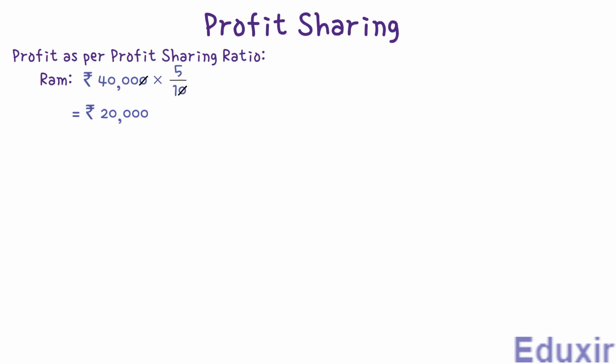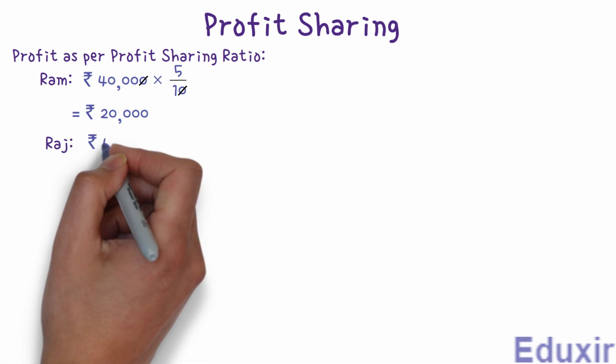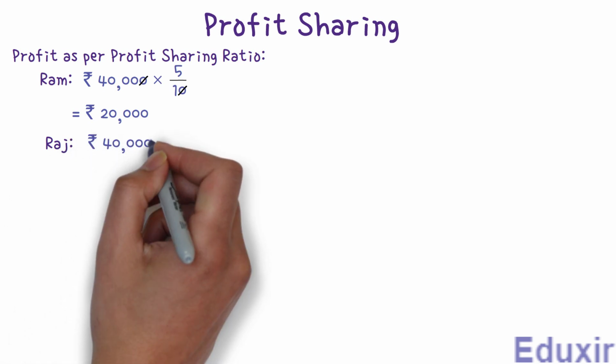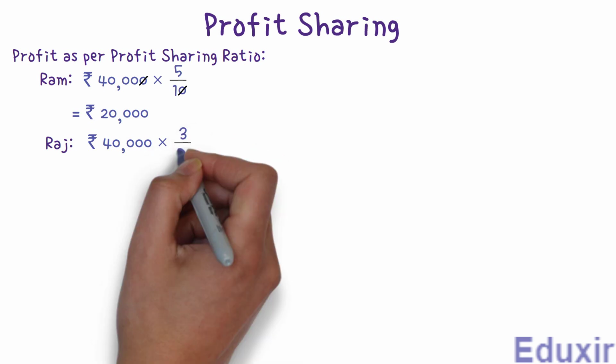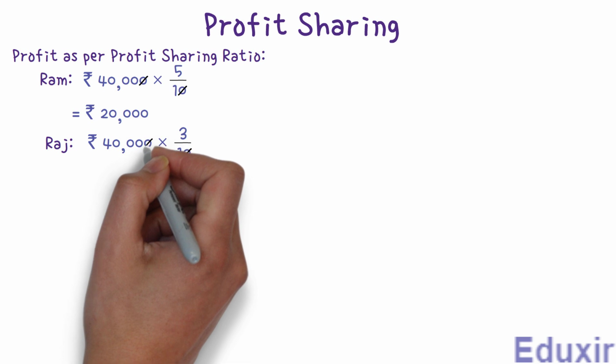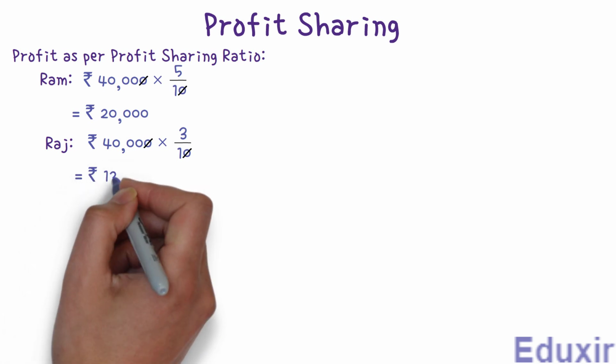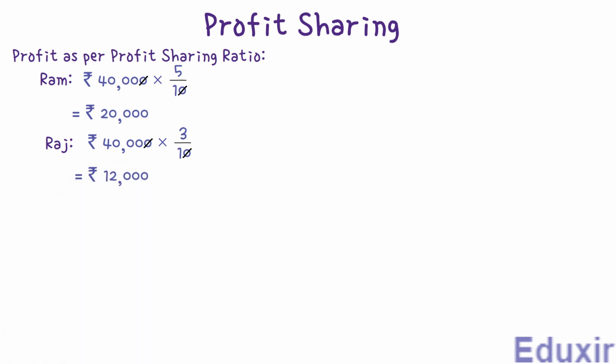Now, the profit share of the partner Raj is equal to the total net profit amount of 40,000 rupees multiplied with his profit sharing ratio 3/10. Let's cancel a 0 in 10 for 1 0 in 40,000 rupees. Now, if we multiply the remaining 4,000 rupees and 3, we get 12,000 rupees. This is the share of profit for the partner Raj.